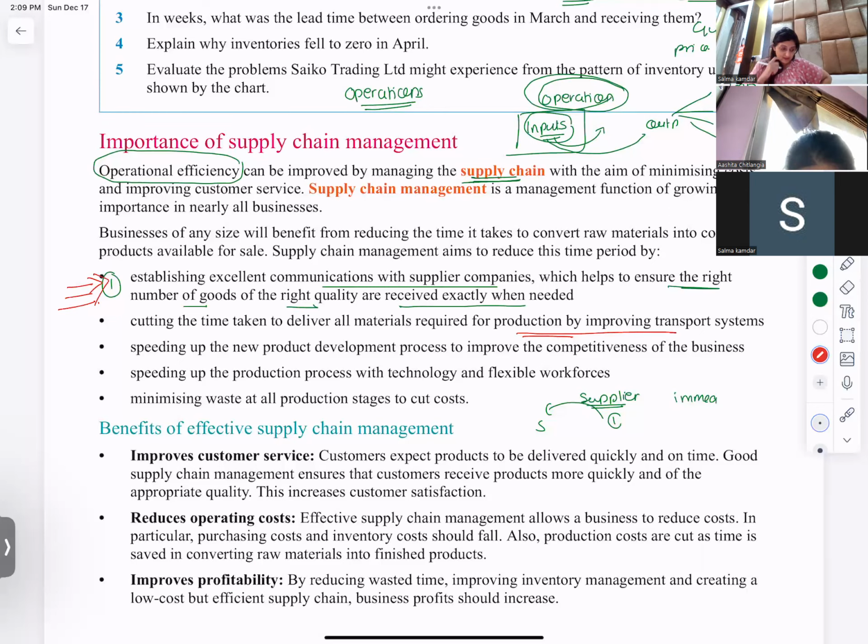This is a point I didn't understand. Okay, fine. Listen to me. Cutting the time taken to deliver all materials. Today I'm going to order. Tomorrow my supplier is going to send it to me. He can send it to me day after tomorrow also. After 2 days also, he may say, I forgot, I was busy, I was hung up. So he will try to cut that time of excuses.